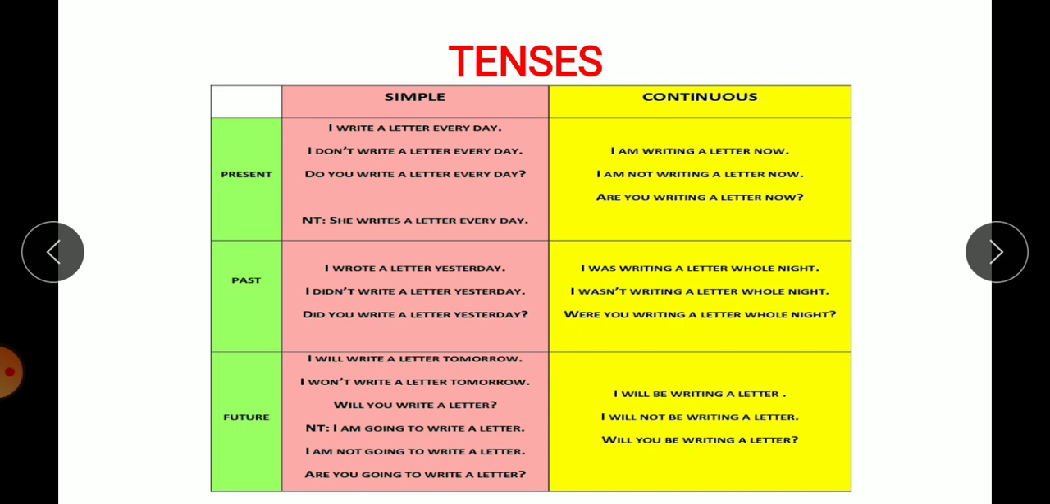In future continuous, जो काम आने वाले समय में continuously होगा. The work or the action that will be done in future continuously. Like I will be writing a letter. I will not be writing a letter. Will you be writing a letter? Right? So children, in continuous tense, we are always using the ing form of the verb, right? Like writing, ing, okay?